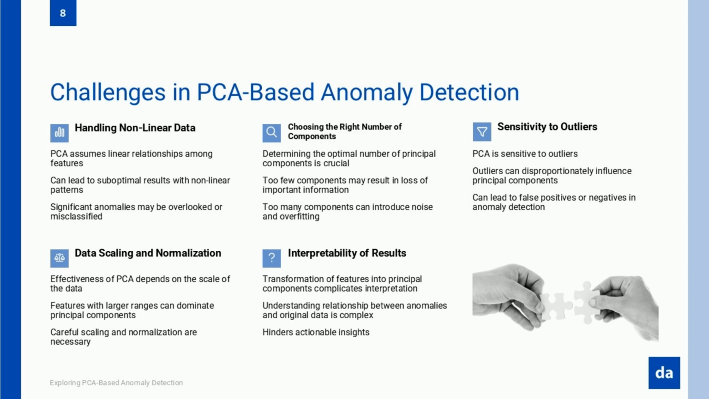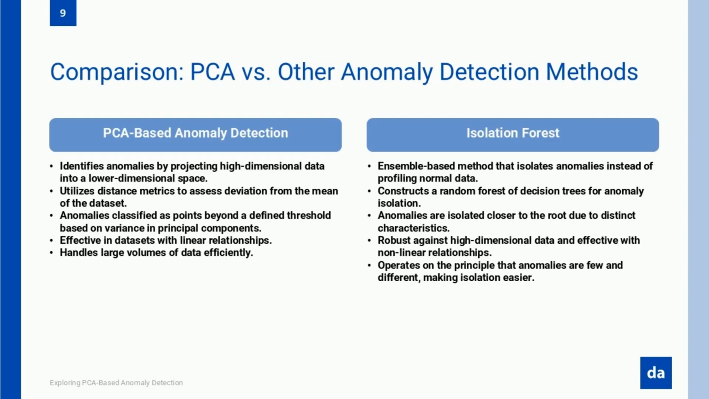Let's move forward. PCA is a powerful tool for anomaly detection, but it's not the only approach out there. Depending on the dataset, the type of anomalies, and the computational constraints, other methods might be more effective. So, how does PCA compare to other common anomaly detection techniques?